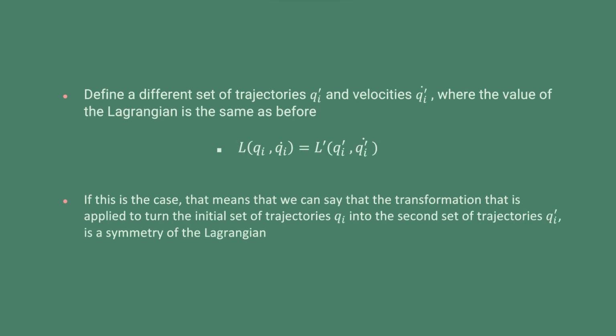So we're going to define another set of trajectories, which we're going to show are different from the last set by using this dash on top of the q. But the value of the Lagrangian of these trajectories is going to be the same as the ones we looked at before. So we've got a different set of trajectories but with the same Lagrangian. Given this is the case, a certain transformation has been applied to make the first set of trajectories, qi, into the second set, q dash. This transformation is therefore a symmetry of the Lagrangian.